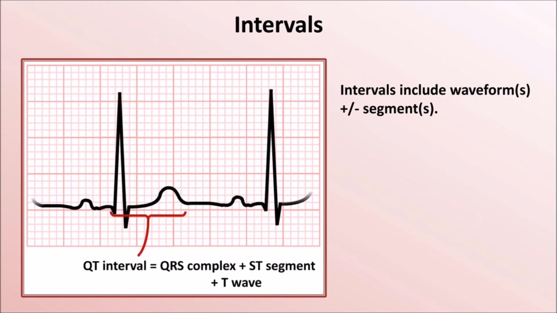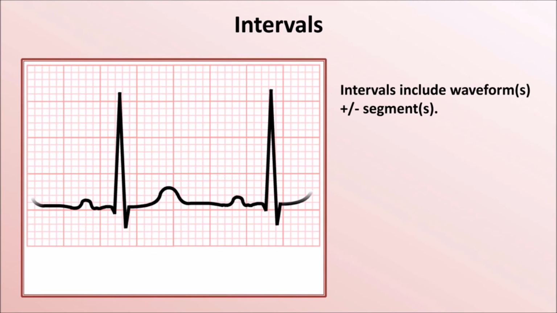The QT interval is equal to the sum of the durations of the QRS complex, ST segment, and T wave. And finally, although not often talked about in the same context as the other three intervals, the RR interval is the duration of all waveforms and segments within one cardiac cycle.